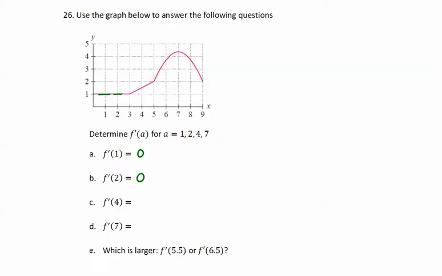F prime of 4, well, hopefully you can see there that the slope of that line is positive 1/2. At 7, we have a horizontal tangent, so the slope there is 0. And which is greater, the slope at 5.5 or the slope at 6.5? Slope at 5.5 would be here. Slope at 6.5 would be there. And I think you can see that the slopes are going towards 0 as we move to the right. So the answer here would be f prime of 5.5. Right?